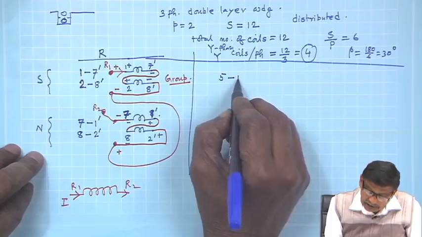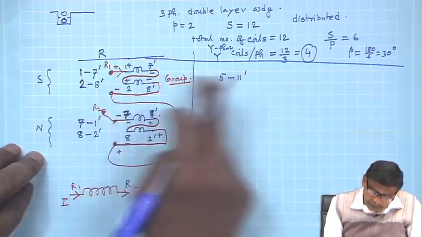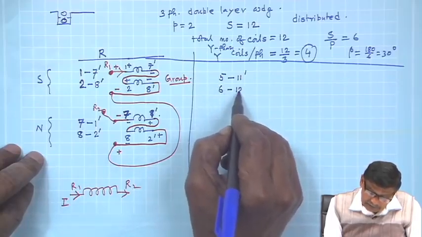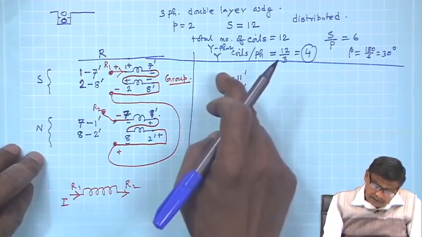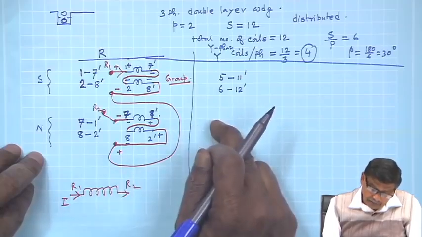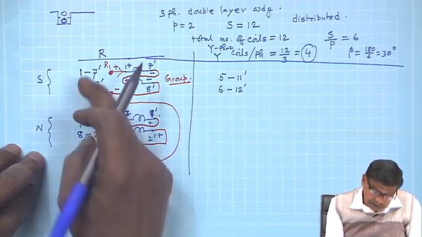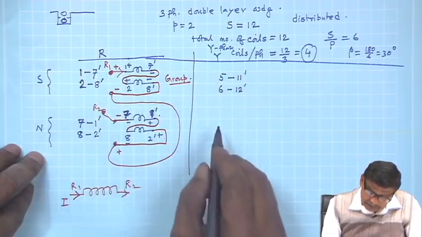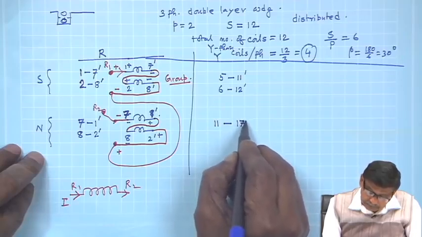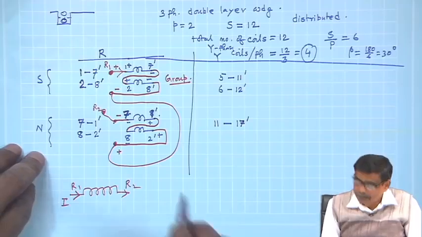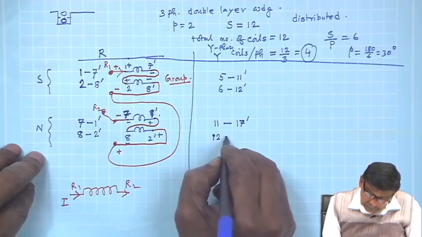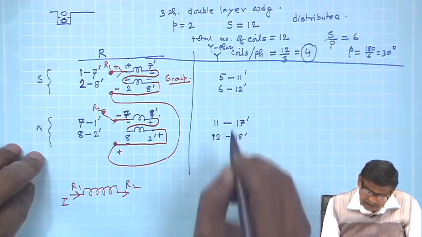Its span will be 11 dashed, 5 plus 6, and then 6 to 12 dashed. The next group of Y phase coils will start after one pole pitch, that is 1 plus 6, 7. So, 5 plus 6, 11, and 17 dashed. If I am wrong, please point out. And then this is 12 and 18 dashed, but there is no 17 dashed.